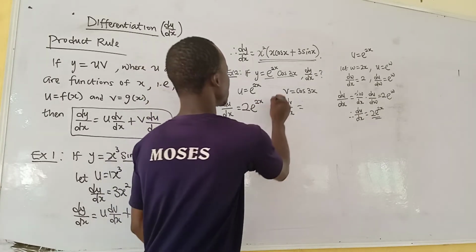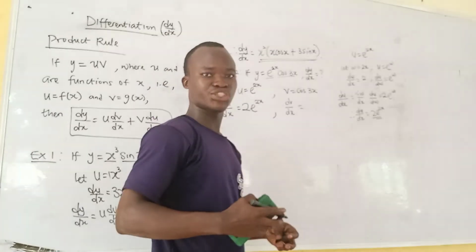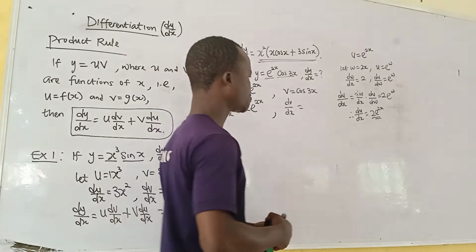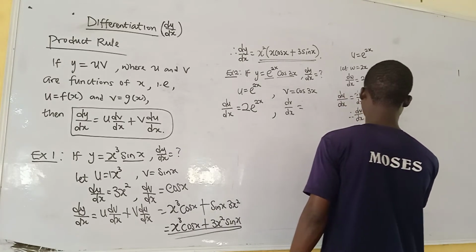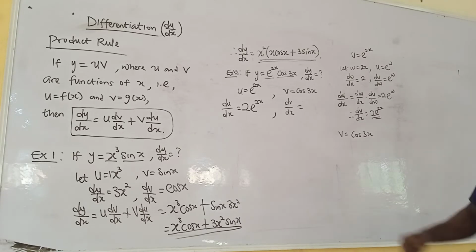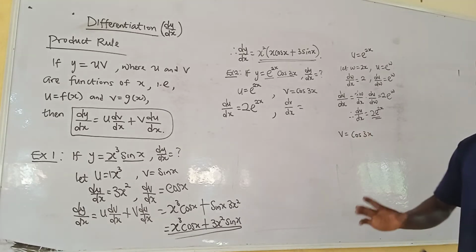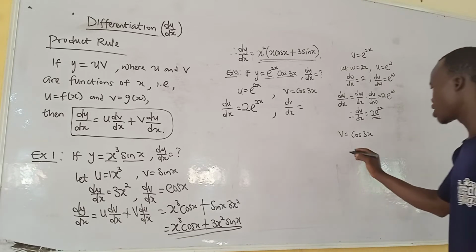So now it remains dv/dx. The dv/dx also requires chain rule. So now v equals cos 3x. This is not cos x. Adding b is cos x. We just say that dv/dx is what? Minus sine x. But this is cos 3x. Then we are going to use what? Chain rule.